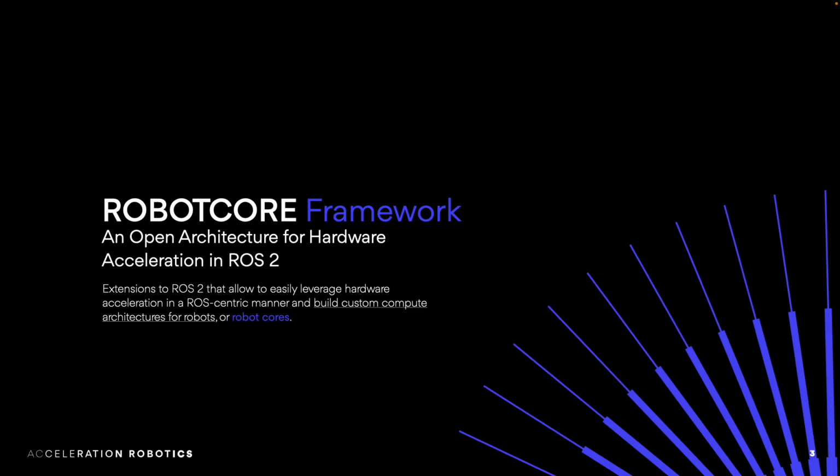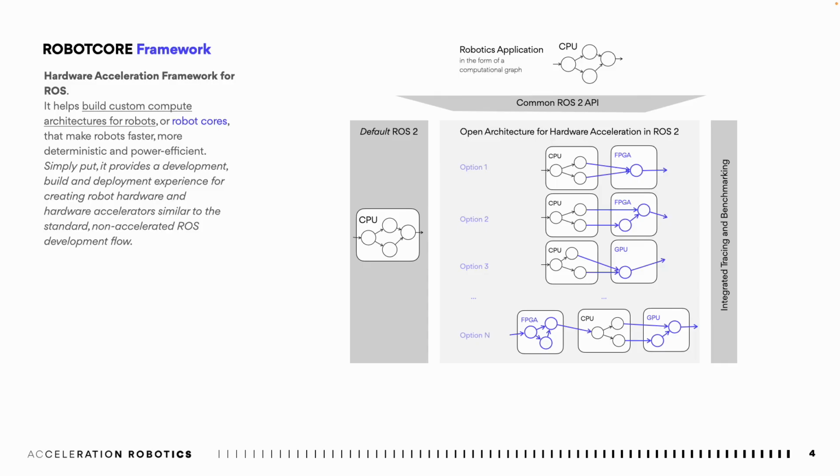This is precisely the capabilities we present with the RobotCore framework, an open architecture for hardware acceleration in ROS2. In a nutshell, the RobotCore framework is a series of extensions to ROS2 that allow you to easily leverage hardware acceleration in a ROS-centric manner and build custom computer architectures for robots, or robot cores, as we call them, and that's where the name comes from. Simply put, RobotCore provides a development, build, and deployment experience for creating robot hardware and hardware accelerators, similar to the standard non-accelerated ROS development flow.